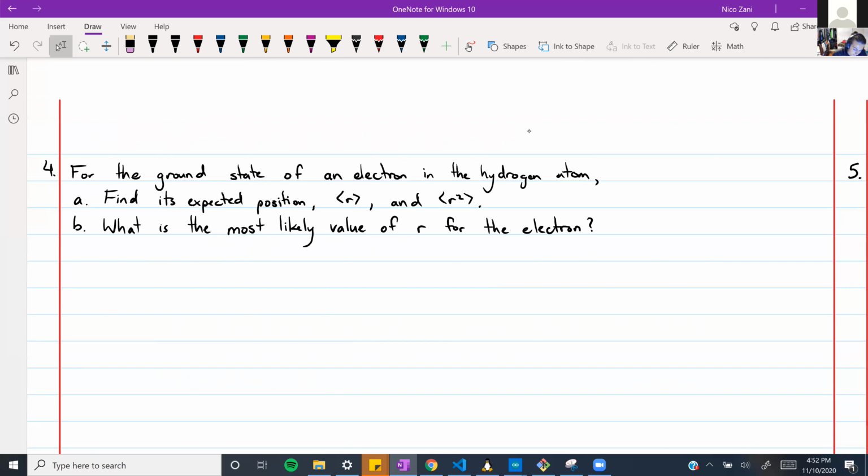So for the ground state of an electron in the hydrogen atom. First of all, you guys did the hydrogen atom, right? Yeah. Great. Wonderful. So let me go ahead and actually get this guy for you, what the ground state is. This is often referred to as the 100 state. So psi 100 is this guy right here.